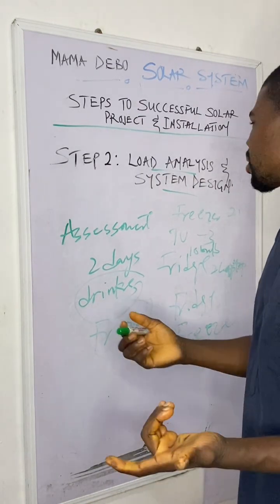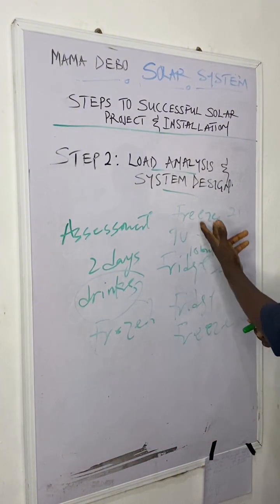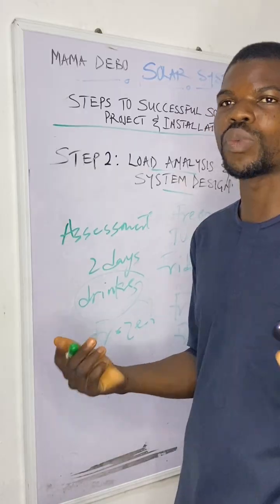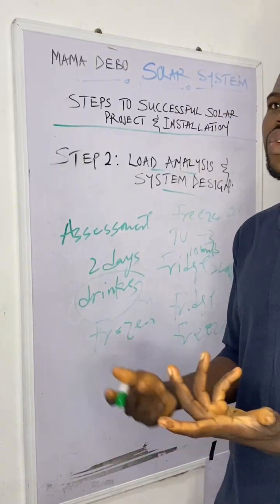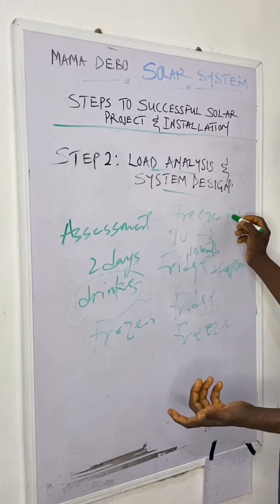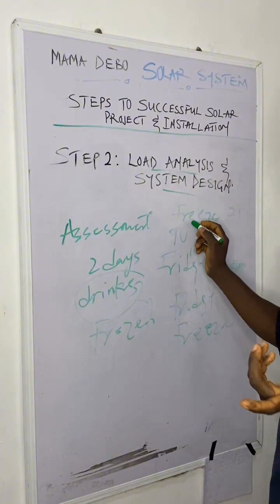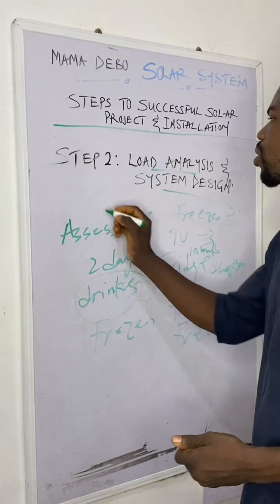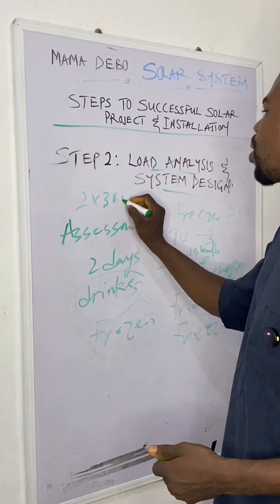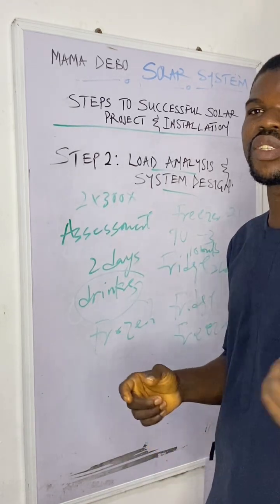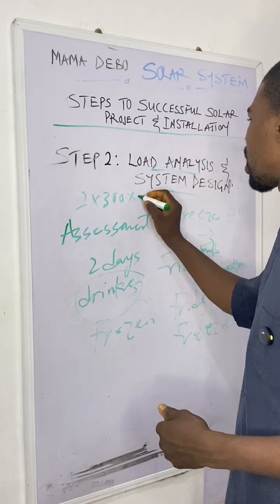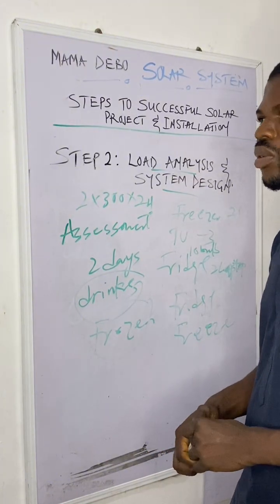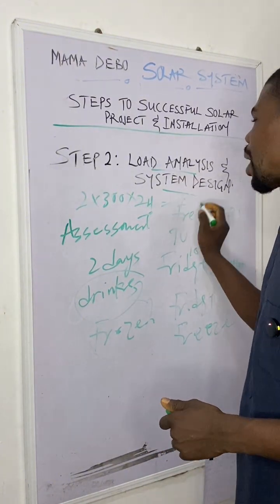During your analysis, that's when you are going to calculate this freezer. How many hours does your client tell you that he wants to be switching it on? Maybe it's 12 hours or it's 24 hours. If the wattage of the freezer is 300 watts, you say 2 multiplied by 300, times 12 hours or 24 hours, you do the calculation. Then you have your answer.